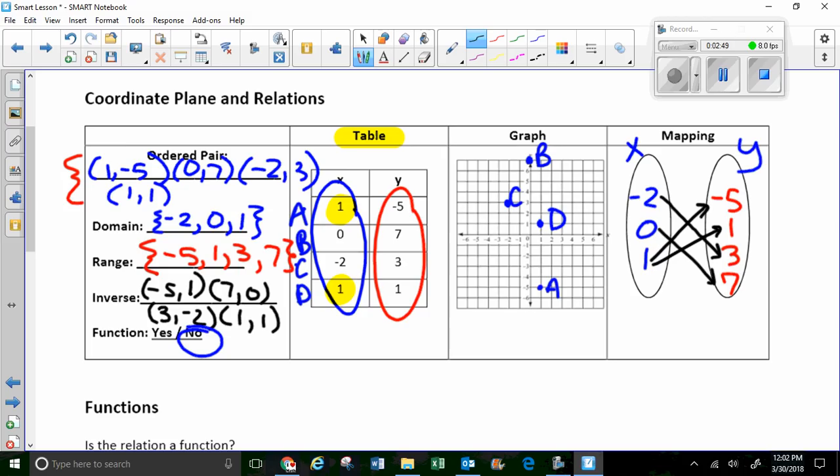So notice if you look at your mapping, I can tell it's not a function because there's 2 arrows coming from the same x value. So that indicates to me that it is not a function.